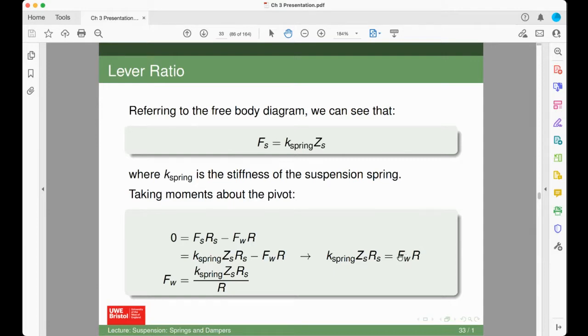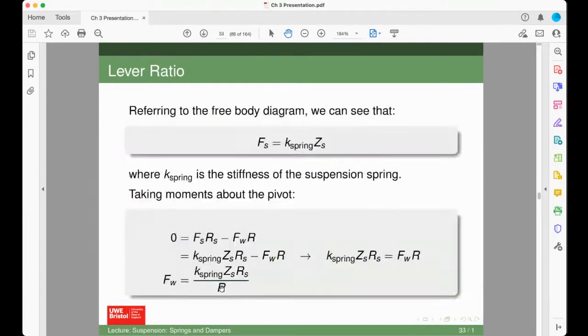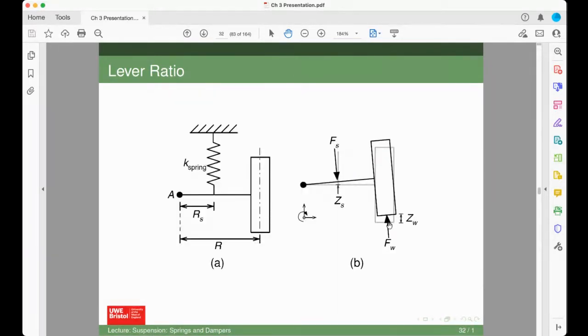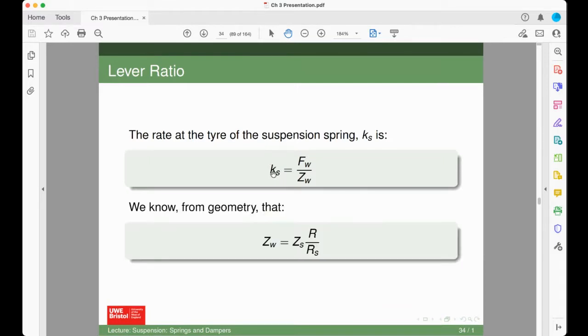And so you can solve for Fw, the force in the wheel, which is Zs times K spring times Rs over R. Then if we go back to the wheel rate, we can work out the stiffness here is Fw divided by Zw. That will give us the effective stiffness of the wheel.